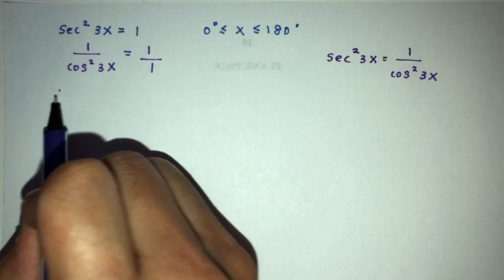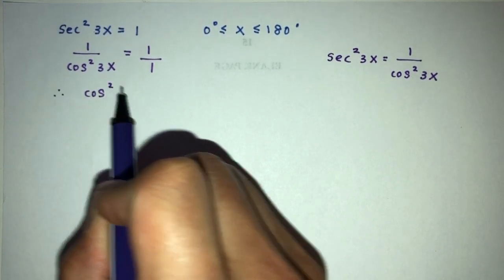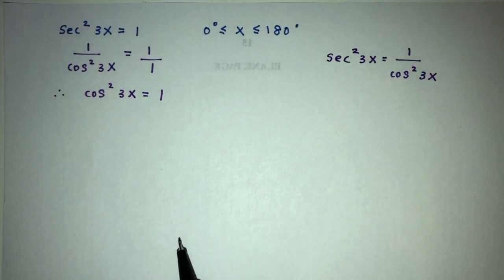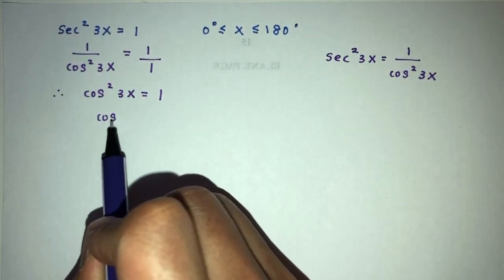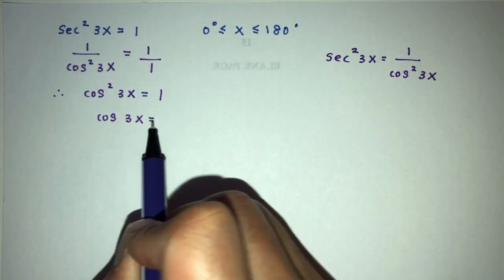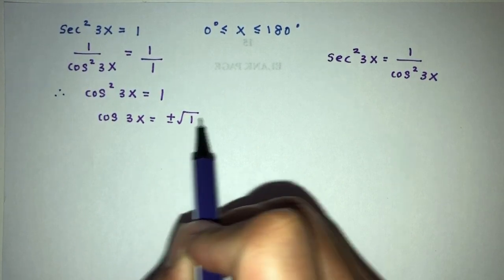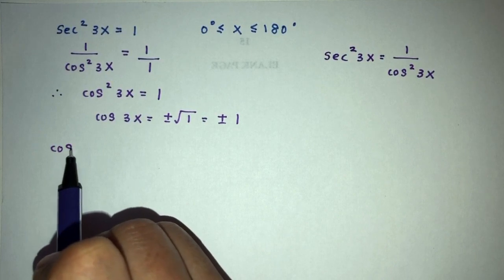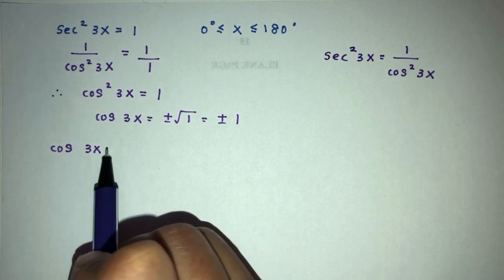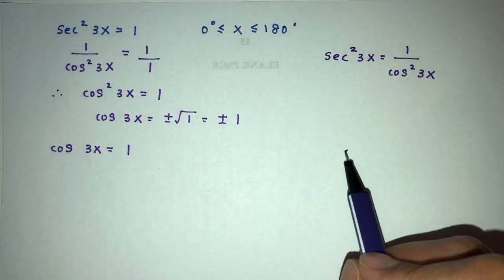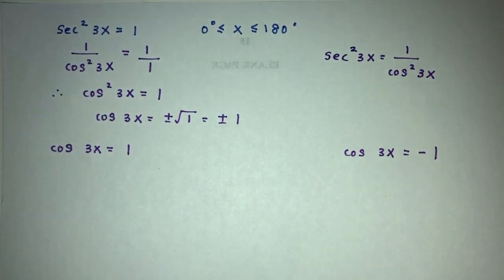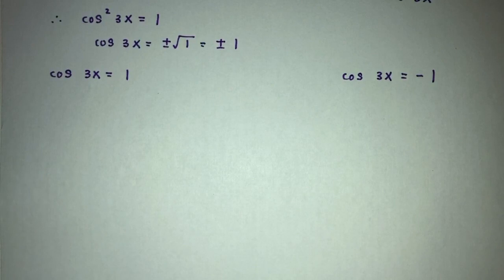We can just cross multiply, so you will have cos square 3x equal to 1. Now we have to solve, so cos 3x is equal to plus or minus the root of 1, which is plus or minus 1. So basically we have two possible values: cos 3x is equal to 1, or cos 3x is equal to minus 1. But let's solve one by one.